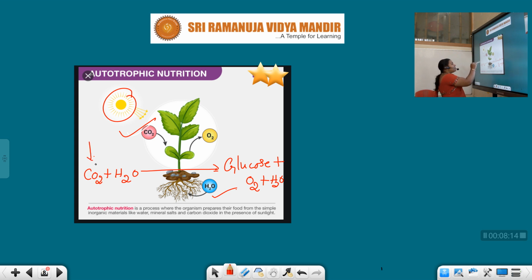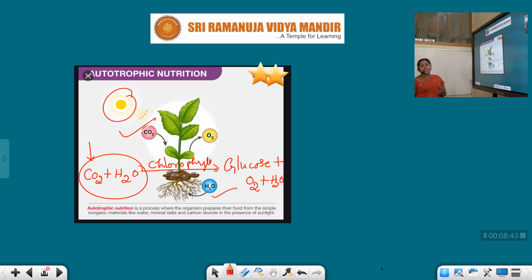See students, this carbon dioxide is taken from the atmosphere and water is from the soil. Along with the roots they will be taking the water. By mixing these two things in the presence of sunlight, and they should require the presence of chlorophyll pigment, which is available in all the green parts of the plant. This chlorophyll pigment helps in the trapping of sunlight during the daytime.